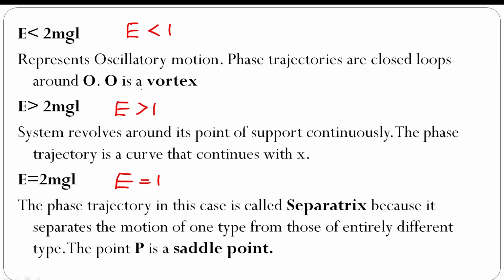If E is greater than 2 mgl, we can say the system revolves around its point of support continuously. The phase space trajectory is a curve that continues with the x, that we also know. And at E equal to 2 mgl, the phase space trajectory in this case is called the separatrix, because it separates motion of one type from the other, one is oscillatory and the second is circular motion. These two motions are entirely different, and the point P is a saddle point. It's an unstable fixed point. P is a saddle point.